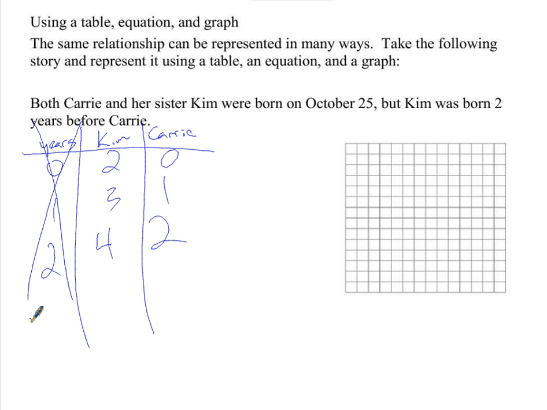Okay, that would work, that could work. Let's use x and y. Using your equation that you came up with, you'd be calling Kim y, and you'd be calling Carrie x. So now that we know those two variables, can we write the equation now? Not yet. That's the next chapter. Y equals what?